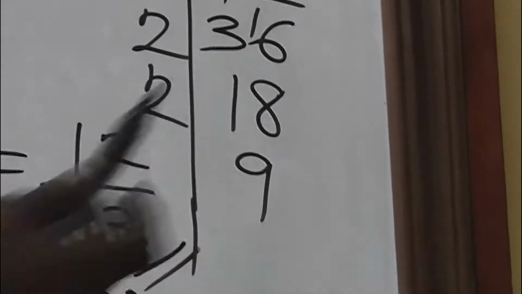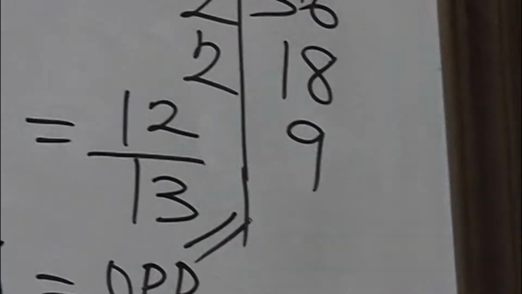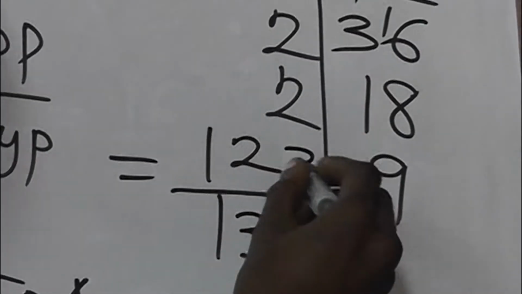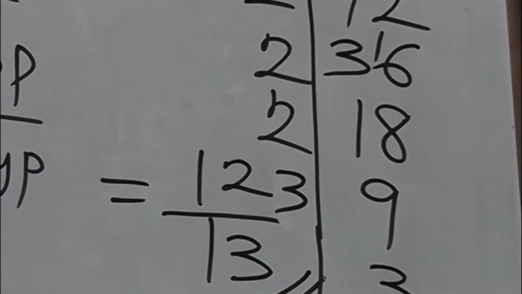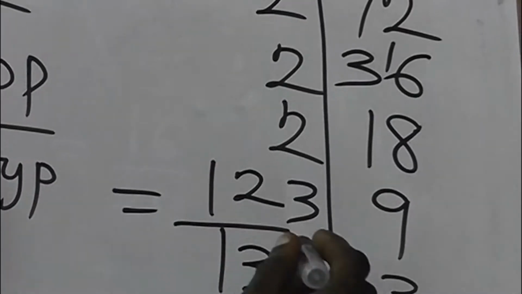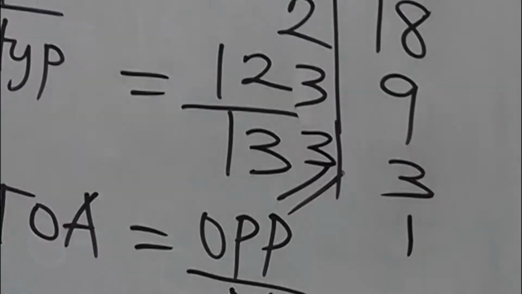Now since 2 cannot divide this, we try 3. Can 3 divide 9? 3 in 9 will give us 3. And we are left with 3. 3 can divide itself, so 3 in 3 is 1. Now we have 6 numbers here.